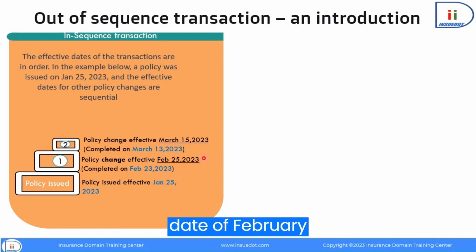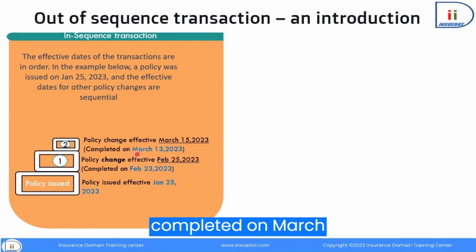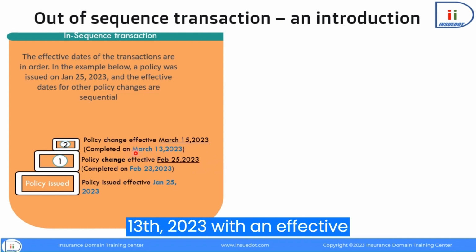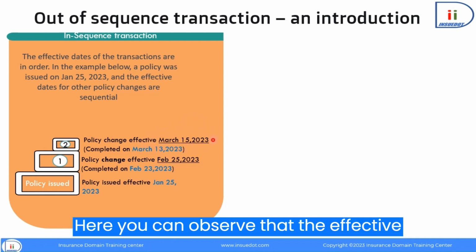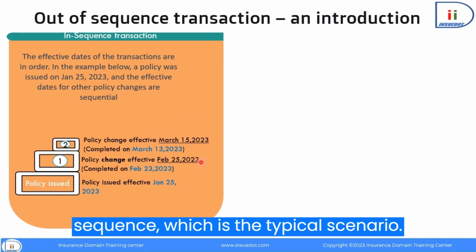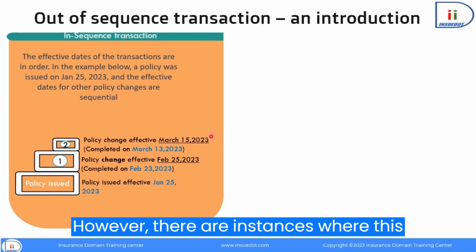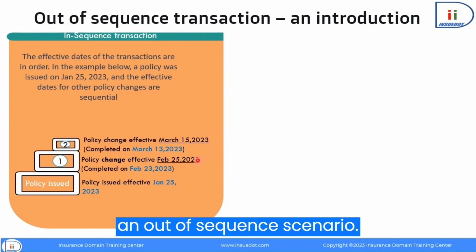Now, revisiting our example, the first transaction for a policy change was completed on February 23, 2023, with an effective date of February 25, 2023. The second transaction for a policy change was completed on March 13, 2023, with an effective date of March 15, 2023. Here, you can observe that the effective dates of the transactions are in sequence, which is the typical scenario. However, there are instances where this is not the case. This is referred to as an out-of-sequence scenario.